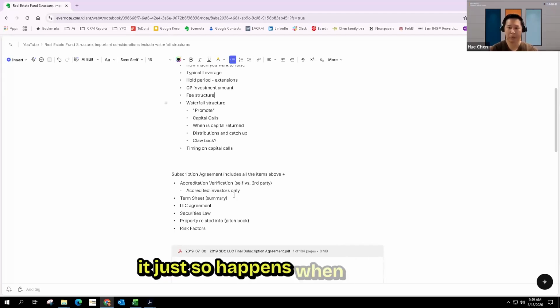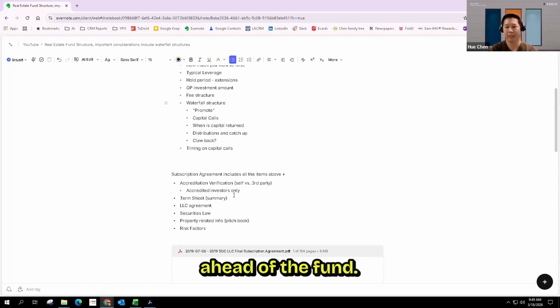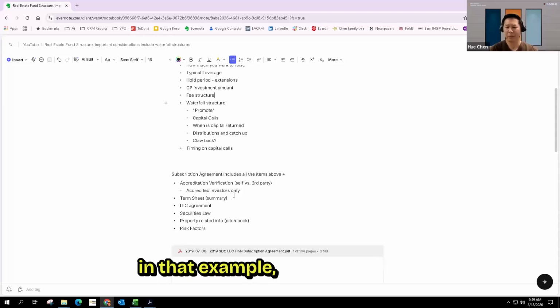It just so happens when we start funds, we always seed it with a couple properties because we buy ahead of the fund. In that example, at the signing of the subscription agreement, you're sending in 40% of that $1 million. So you're sending in $400,000. Then when we buy the next property, in the due diligence process, if we think we're going to close, we're going to give everybody a 30-day heads up.